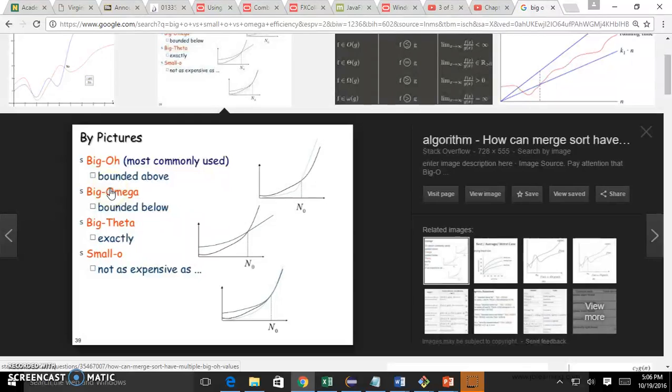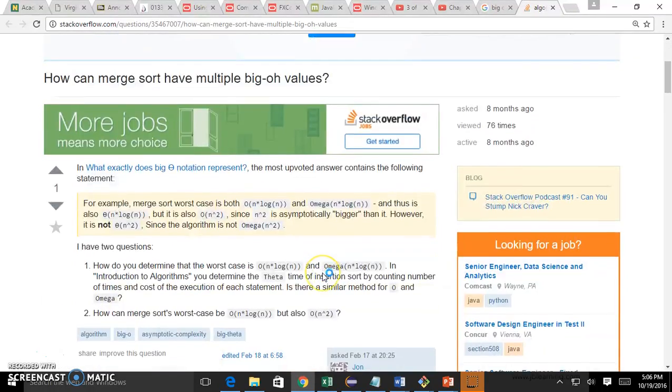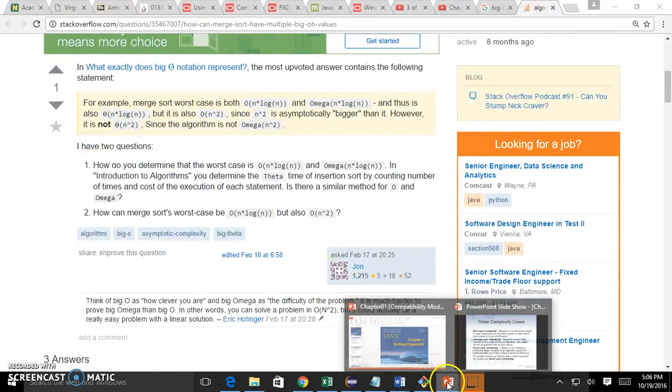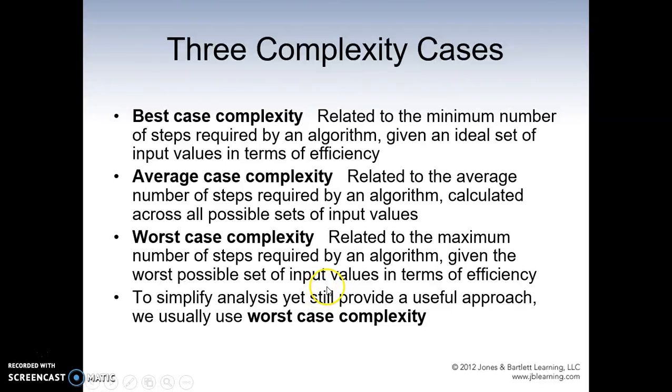Big omega is below the n, right? Big theta is exact, and small o is like big theta, right? Exact. I mean, there's a detail on that which we're not going to cover at this level. We only look at worst case.